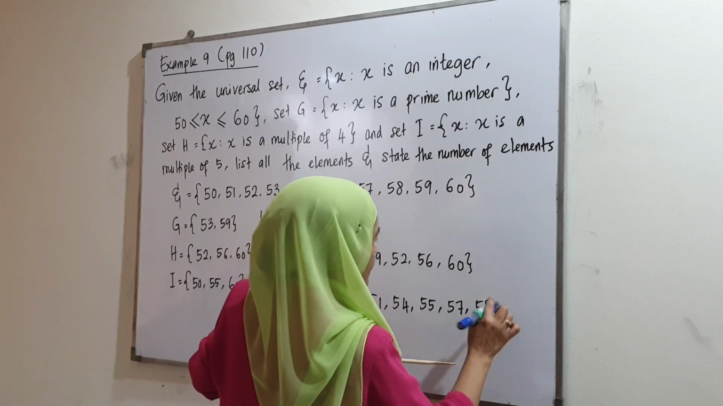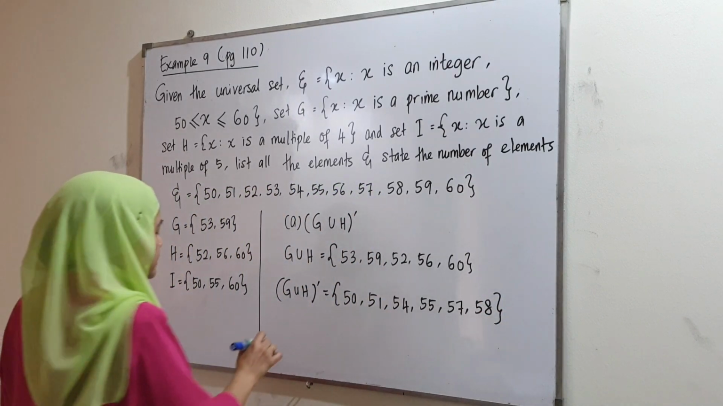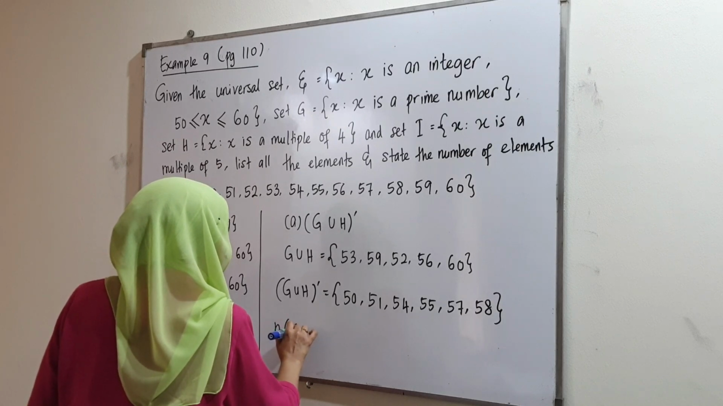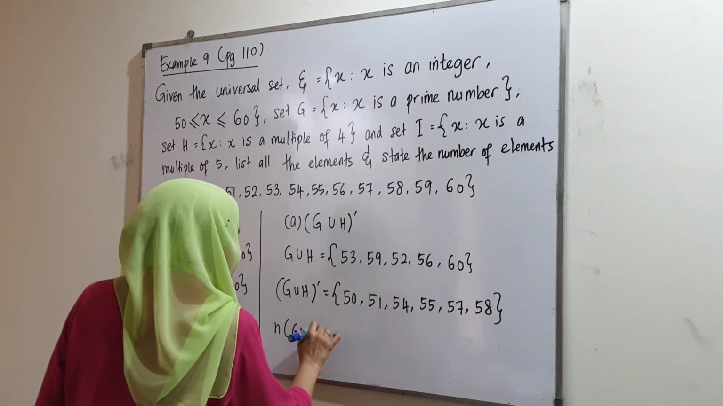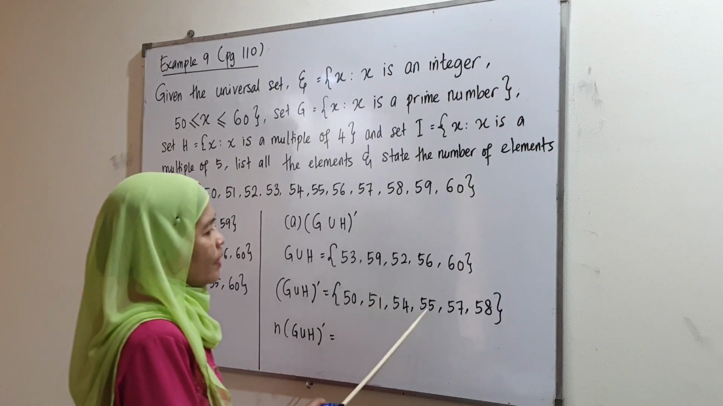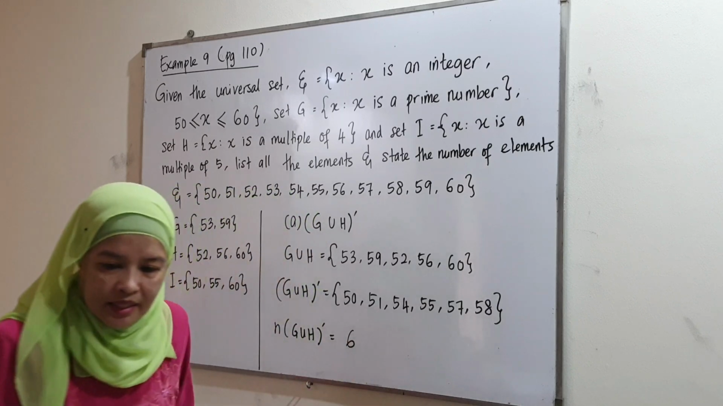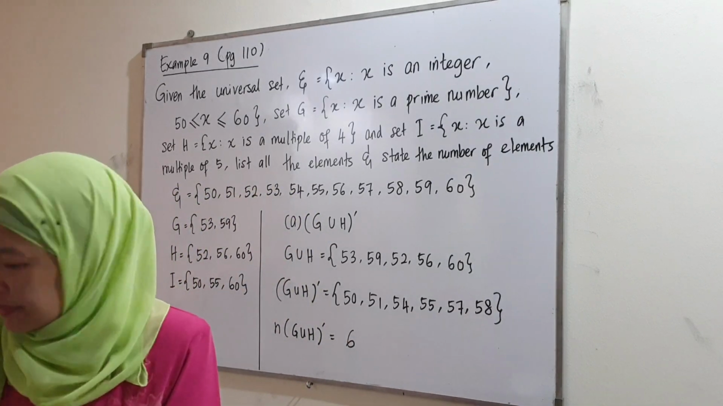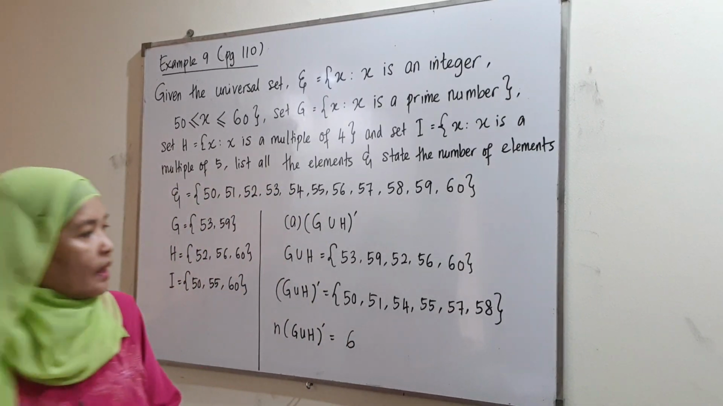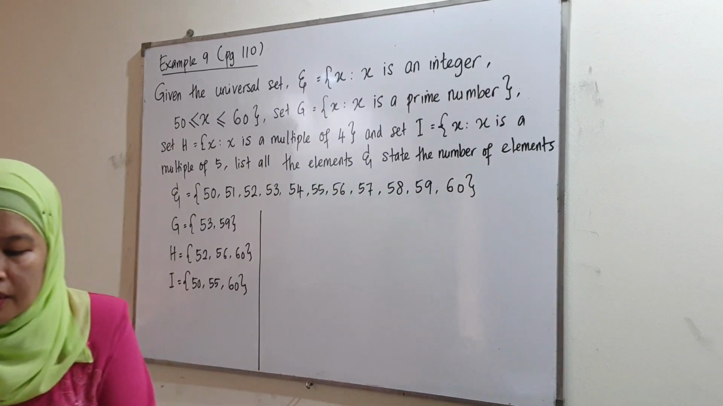So the number of elements in (G union H) complement is how many? 1, 2, 3, 4, 5, 6. So it is 6. This is the answer for A.